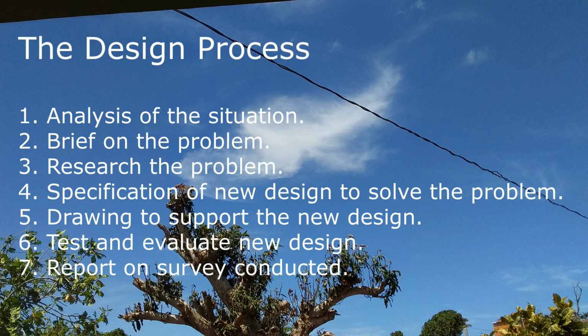Okay, so now we have finished the final sections of the design process, and I will just go back over the topics to see what we have done. We looked at the analysis of the situation, the brief on the problem, research the problem, specification of the new design to solve the problem, the drawing to support the new design, test and evaluate the design, which is the survey, and report on the survey conducted. So these are the different stages in the design process. Hopefully you have learned something from this and that you can use it to assist you in your CSEC SBA for electrical technology.